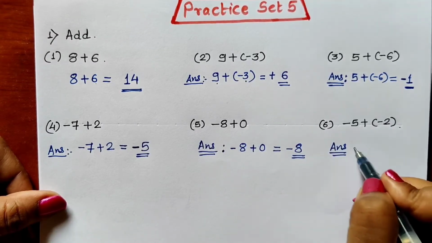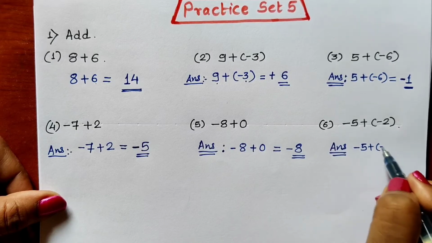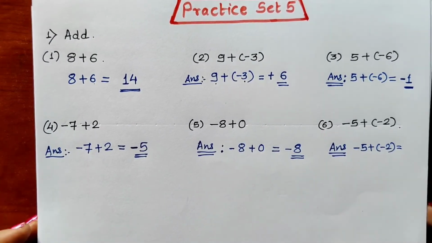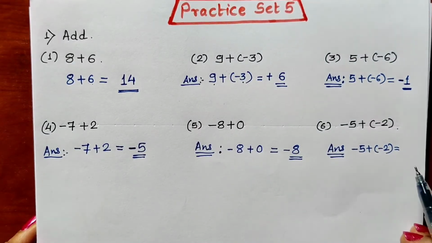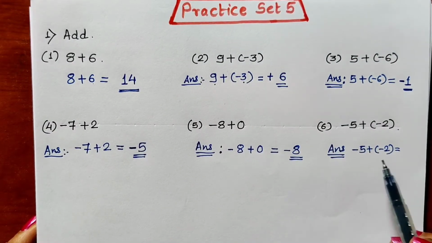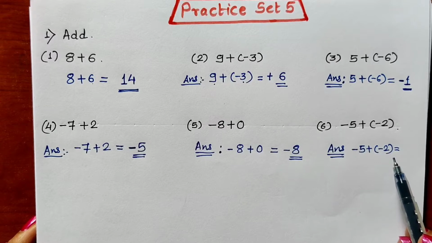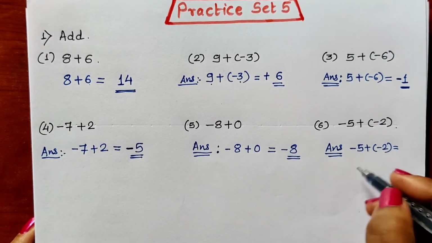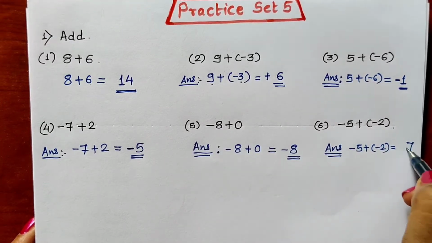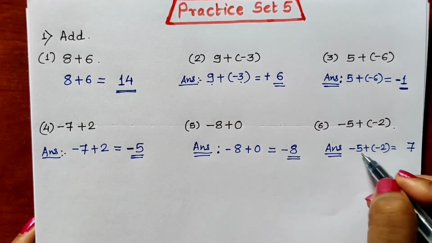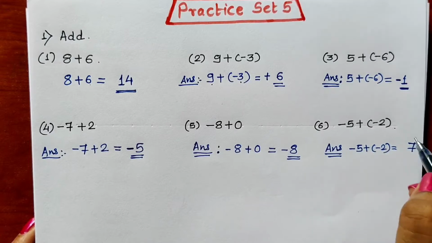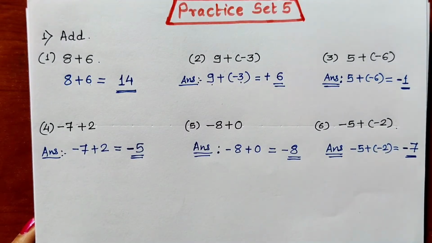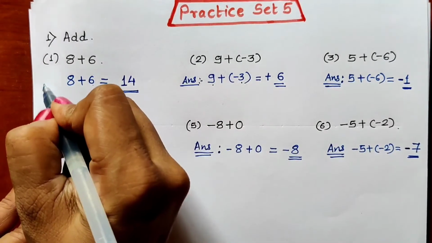Last sum. When both the numbers have the same sign, we have to ignore the sign and first add the numbers. Both the numbers have the same sign: 5 also has a minus sign, 2 also has a minus sign. So we add the numbers. 5 plus 2 is 7. Add and then give the common sign. Both numbers have a minus sign, so give the minus sign. In this way we will complete this question.